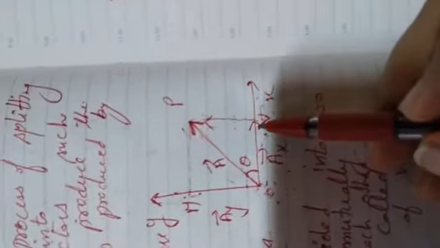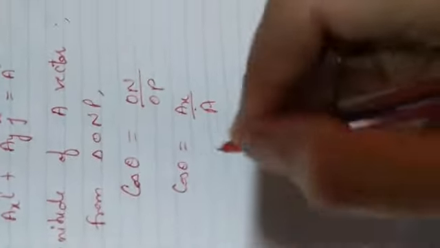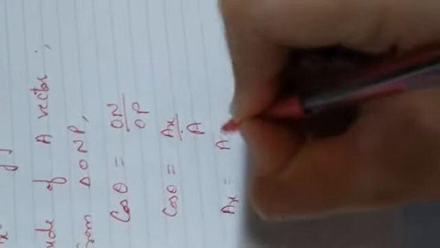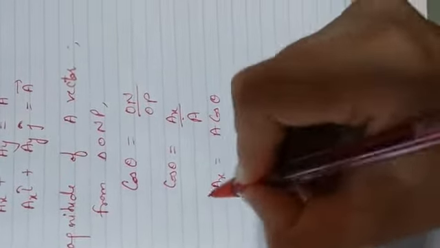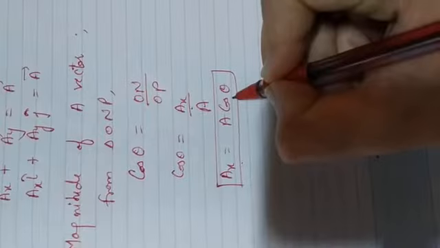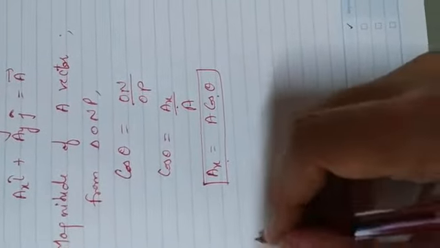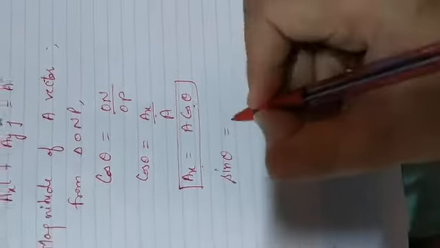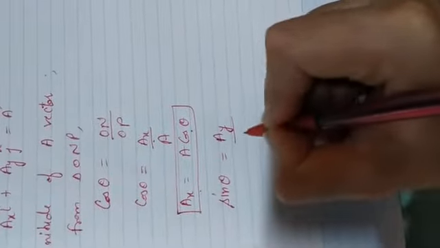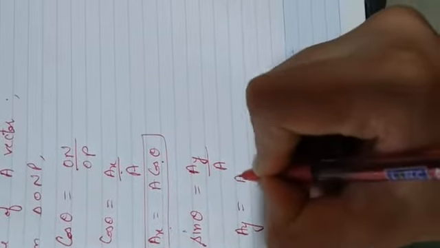Then ON along AX, and OP is our A. Now from this one, AX comes equal to A cos theta. Clear? Next, along the x axis our component will come A cos theta. Next, from the same triangle we can write sin theta equal to perpendicular upon hypotenuse. The perpendicular is AY and the hypotenuse is A. Now here we will write AY equal to A sin theta.